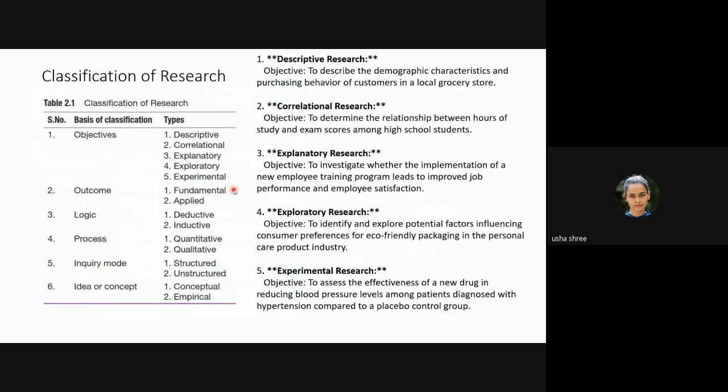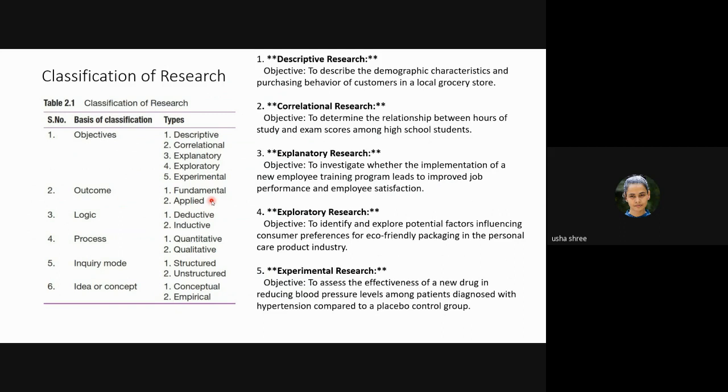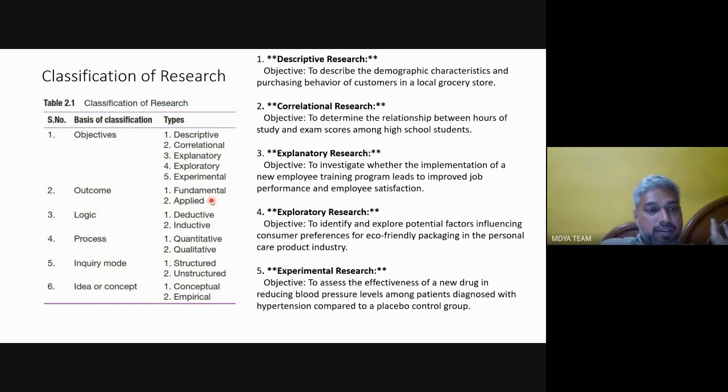Fundamental is the mission to the moon, where we are creating new knowledge. And applied means knowledge has been created, but there is something lacking. That is applied. So, when you conclude, your research will show: is it fundamental or is it applied?